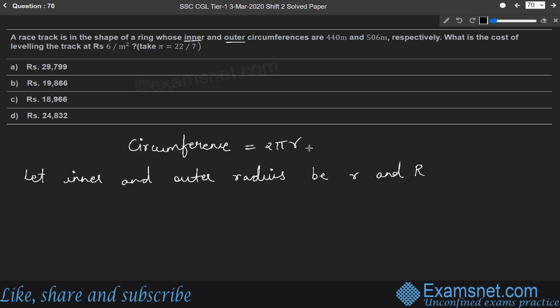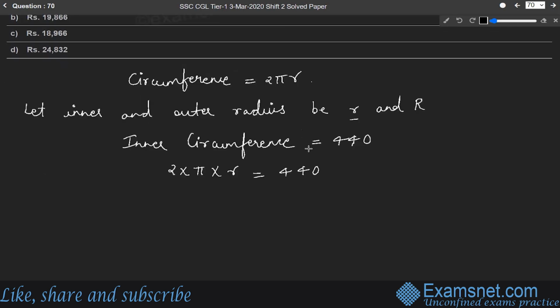So let's see how we will find the value for inner radius and outer radius. It is given that the inner circumference is equal to 440 meter. What is the formula for the circumference? 2 pi r. And for inner circumference, we will need inner radius. What is inner radius? Small r. So 2 into pi into radius, which is small r, will be equal to 440. From here, we can easily find small r, which is the inner radius. So r will be equal to 440 by 2 into pi. We have to take pi is equal to 22 by 7. All right. So r will be equal to 440 divided by 2 into 22 by 7.